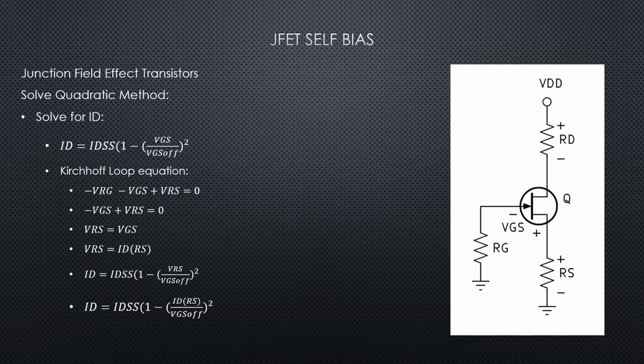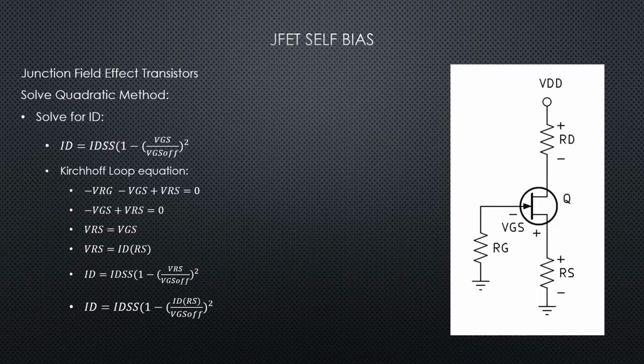So for the quadratic analysis, we're going to go back to our ID formula, and we're going to write a Kirchhoff loop just like we did before and establish that VGS is in fact equal to VRS. And now we know that VRS is also equal to ID times RS. And so we can substitute the ID times RS into the original ID formula. Because the problem was we had too many variables and we're trying to solve for ID.